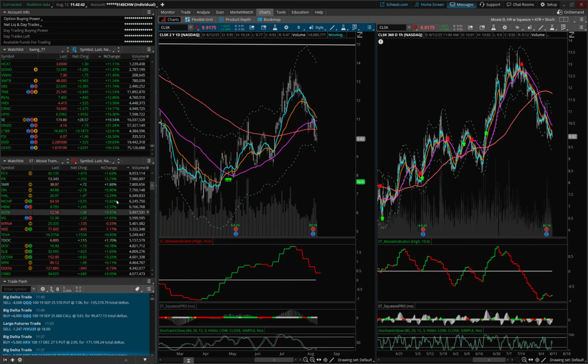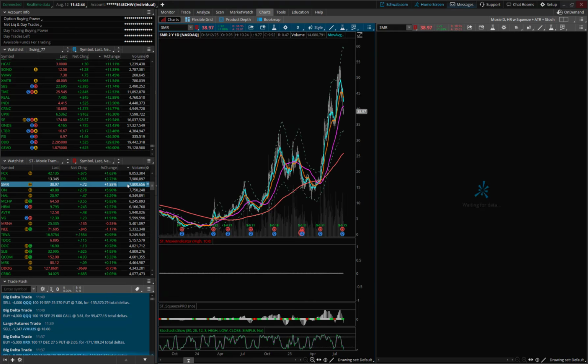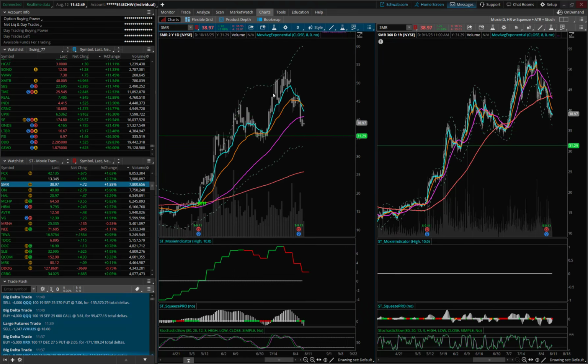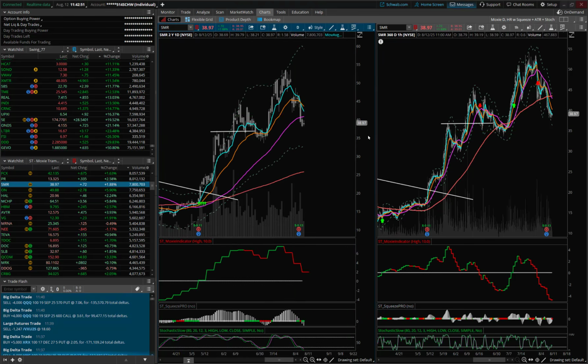Let's see, here's another one, SMR. I think we all know about that one. It's another very popular one. And let's see in through here. Same deal. This is a great way to start looking for pullbacks. Obviously, it's a little bit too soon, a little bit too early, but that's something we want to know about.